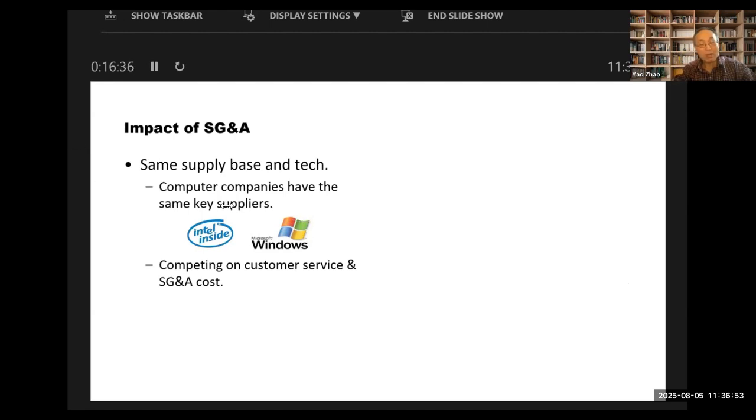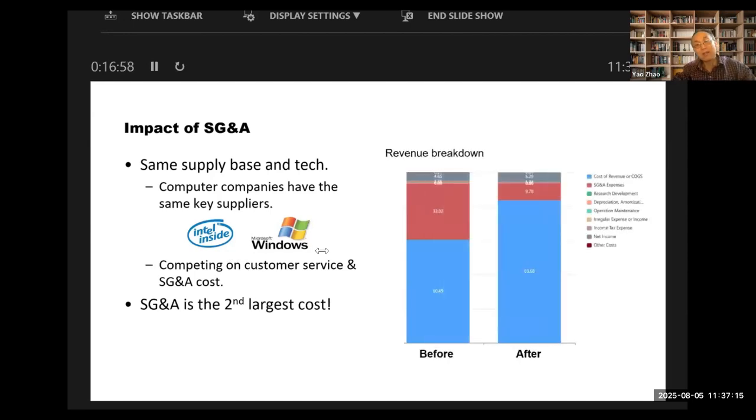One example is the computer industry in the US. They have the key suppliers, Intel and Windows from Microsoft. So they're competing not on technology, but on customer service and SG&A cost. And SG&A is the second largest cost.